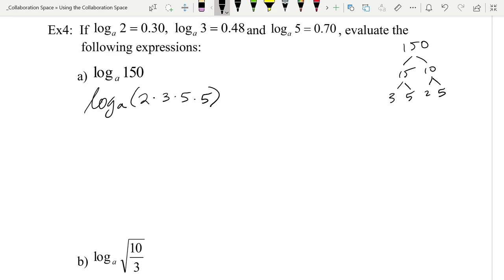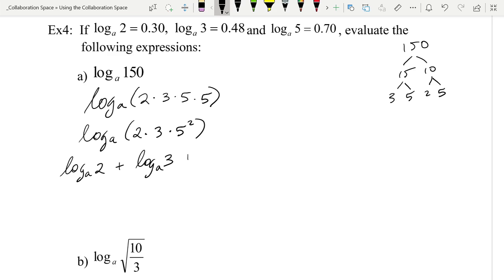All right, I'm going to maybe now change that to log to the base a of 2 times 3 times 5 squared. And now I can use my log law. Multiplies and adds are the same thing if I distribute the log. So that's log to the base a of 2 plus log to the base a of 3 plus, I'm going to do two log laws at once. I'm changing this to a plus, and this exponent is going to become a coefficient.